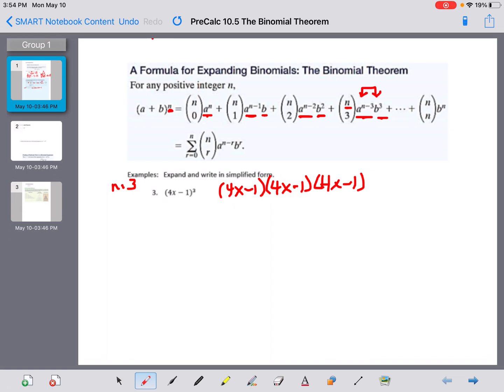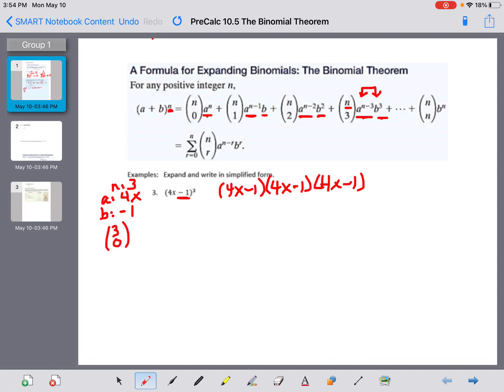If I'm following that pattern up there, my a is whatever my first term is, which is the 4x, and I'm going to keep the x on it. It's not just the coefficients. And my b is my second term, and it's super important I keep the negative on that, so it's -1. So those are the three numbers, 3 terms, I guess you could say, that I'm really working with to find this binomial expansion.